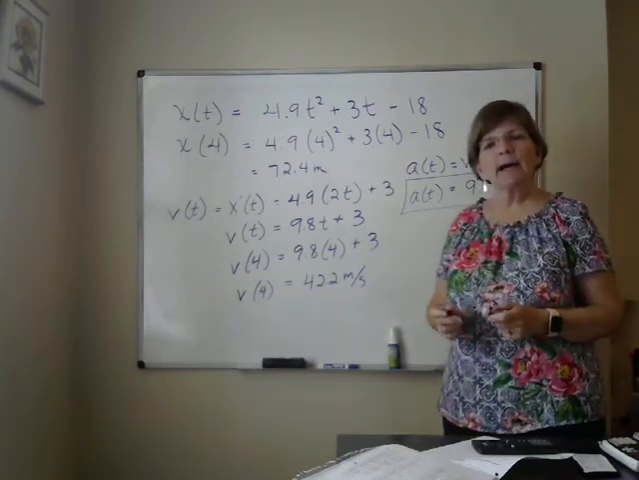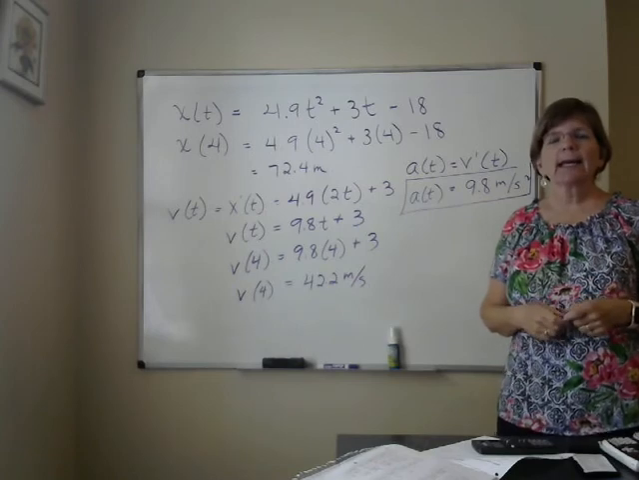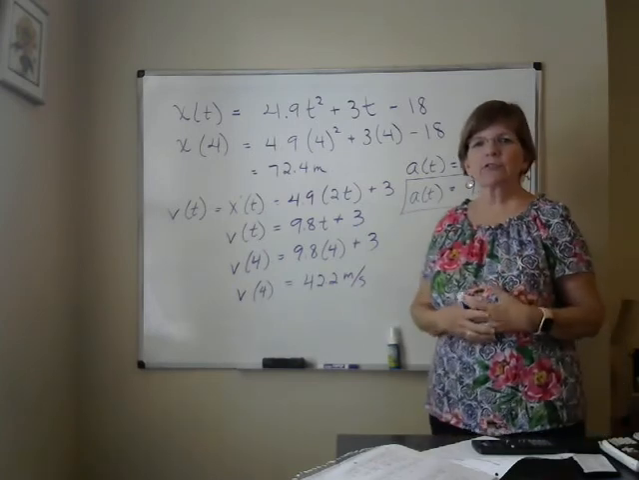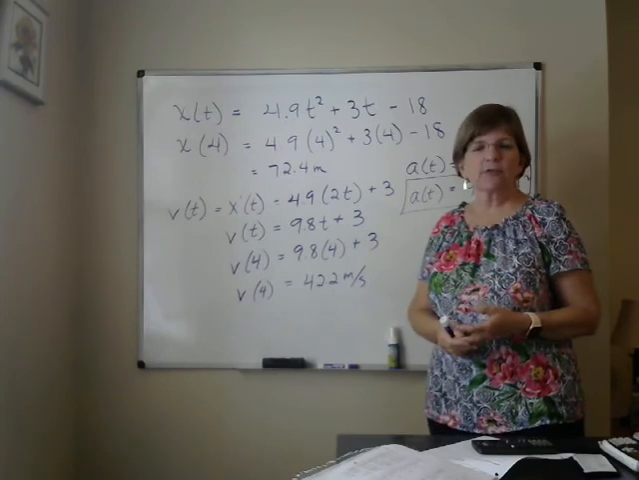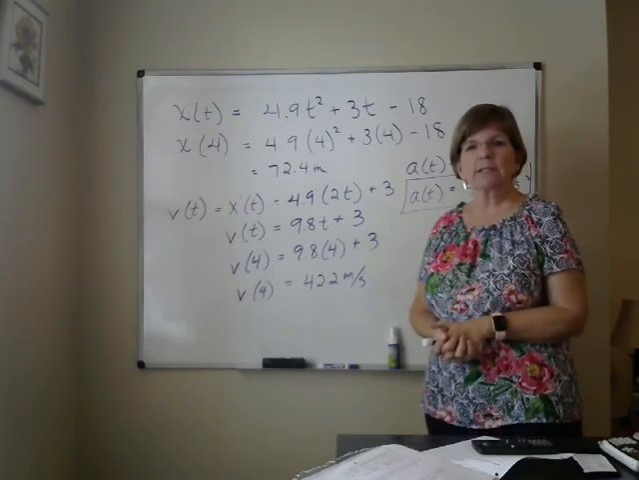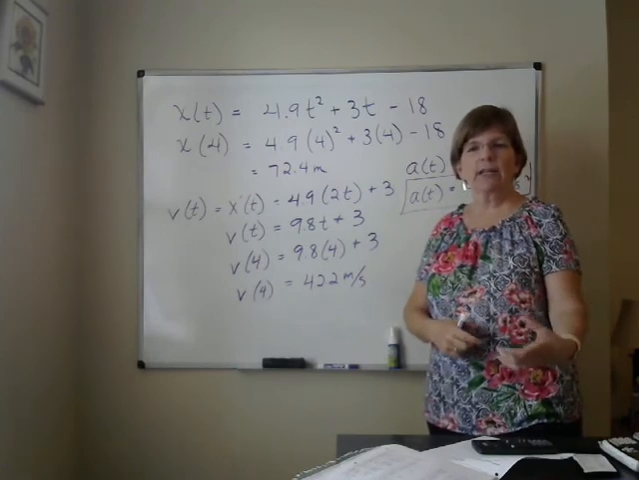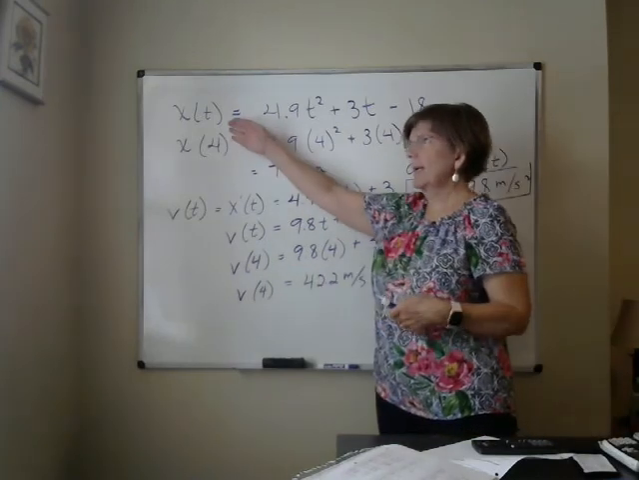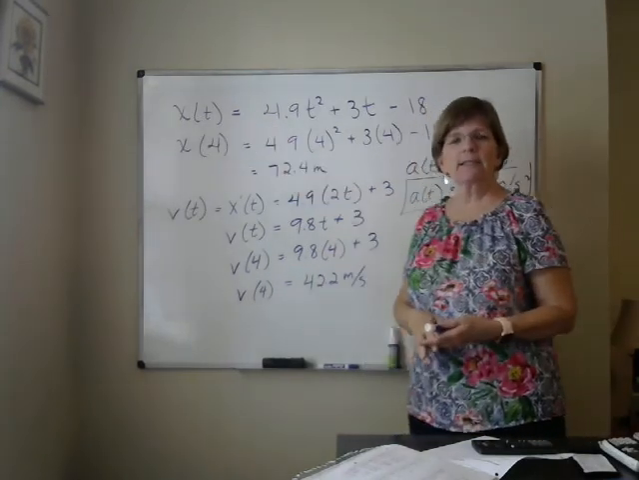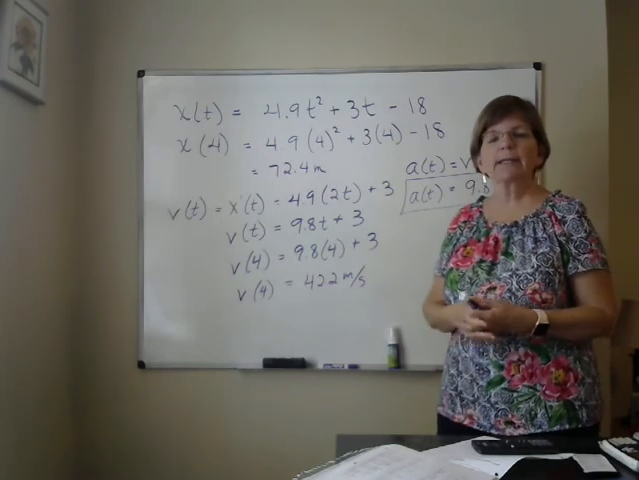Okay, I hope that kind of serves as a refresher on how to take a derivative of a polynomial, as well as an introduction to this idea that position, velocity, and acceleration are related by derivatives. A derivative tells you the rate of change. So the rate of change of position, that would be x prime, is velocity. The rate of change of velocity, v prime, is acceleration.